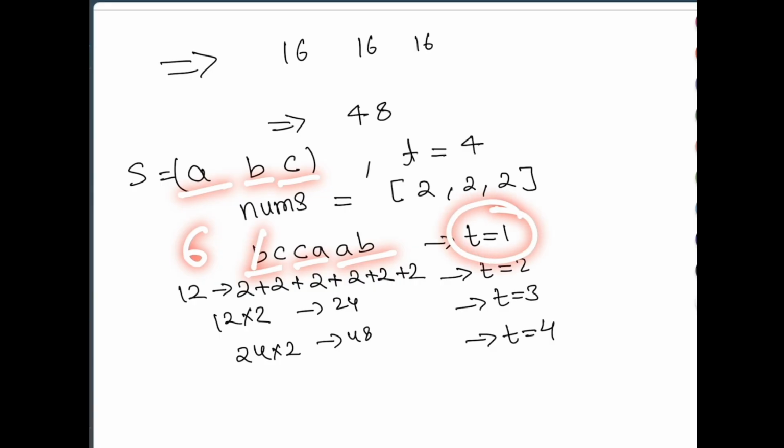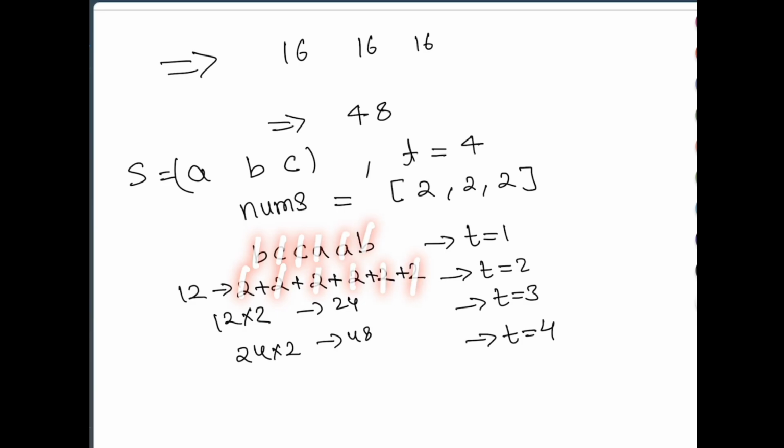Now each character will again double, right? So what will happen? B will be 2 characters, C will be 2 characters, C will be 2 characters, A will be 2, A will be 2, and B will be 2. So you have 12 characters. Then you will have 24 characters, and then you will have 48 characters after 4 transformations, right?